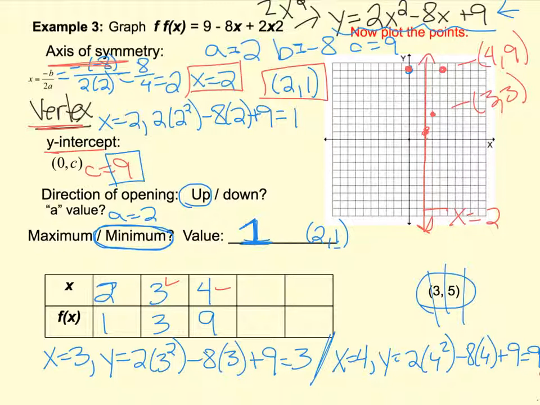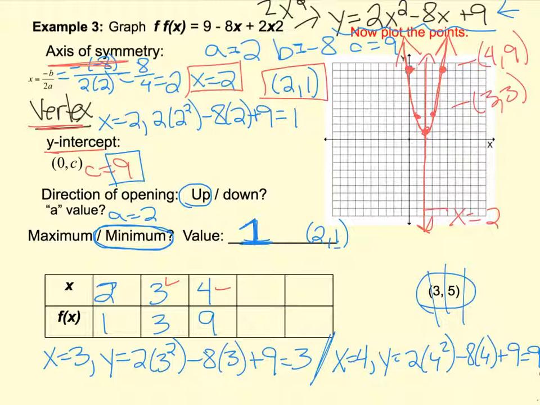Now go to this 3, 3 point. It's 1 to the right of the axis of symmetry. So 1 to the left, I'm going to have another point. And up here, the 4, 9 is 2 to the right of our axis of symmetry, and 2 to the left, I'm going to have another point, which is actually our y-intercept. And so now I have 5 points, and I can sketch my parabola.